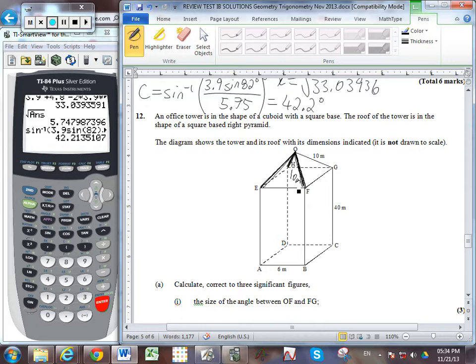We also know that if it's got a square base, that not only is this length 6, but this length must be 6, thus this length must be 6. So let's find now then the angle between OF and FG, this angle right here.